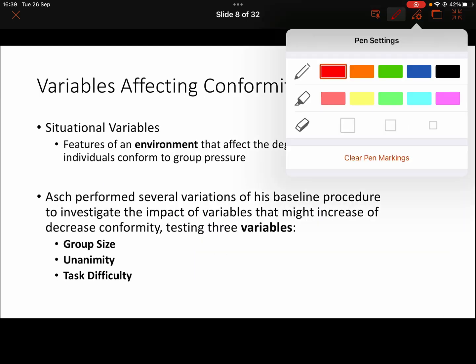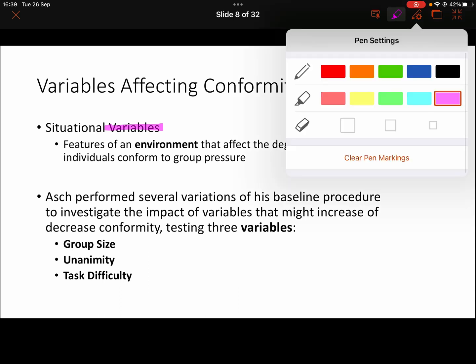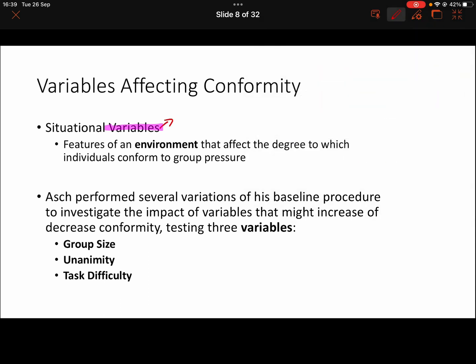So we're looking at different variables affecting conformity. Variables are factors that might influence conformity. You would have come across that word variable before when you looked at the independent variable, the factor that you change or manipulate, or the dependent variable, the factor that you measure. So variables are just factors or things that you can vary.